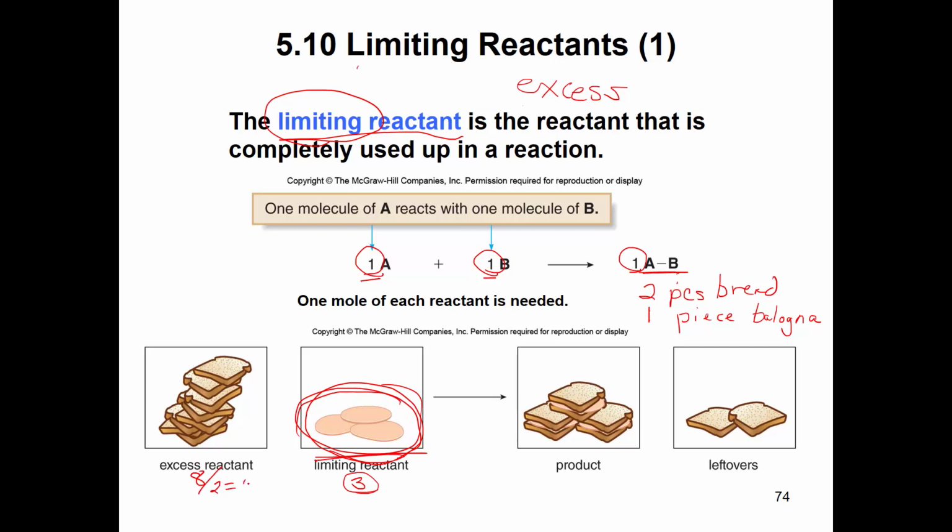I have enough bread to make 4 sandwiches because I need 2 pieces per sandwich. So I make my 3 bologna sandwiches, and I have bread left over. So my bread is my excess, and my bologna was my limiting. I can only make as many sandwiches as I have of the least reactant. So that limiting reactant limits how much I can make. I have bread left over, but I can't make another sandwich with it because I don't have another piece of bologna.